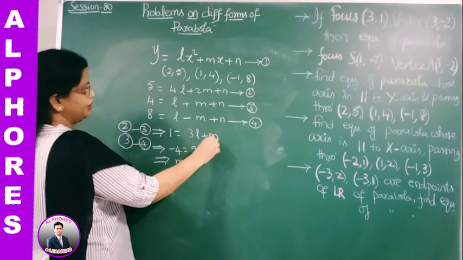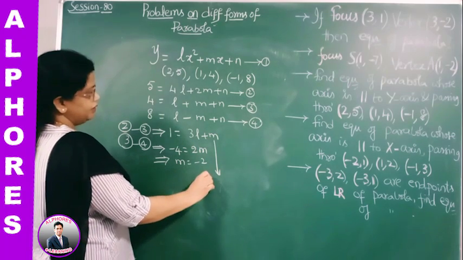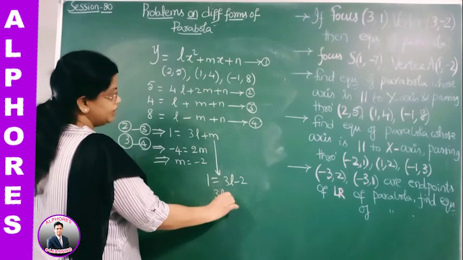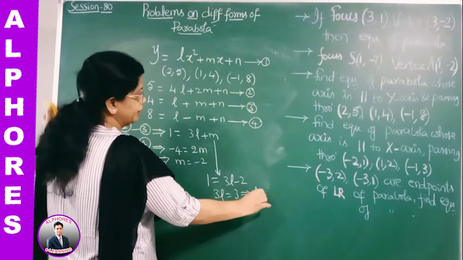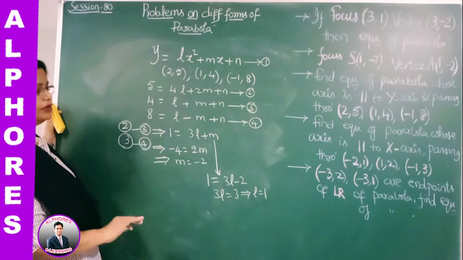Then what will happen if I substitute here, this m is minus 2, then this is nothing but 1 is equal to 3L minus 2. That implies 3L is 3, implies L is 1. So once you get one value, then automatically the other values we are going to get.